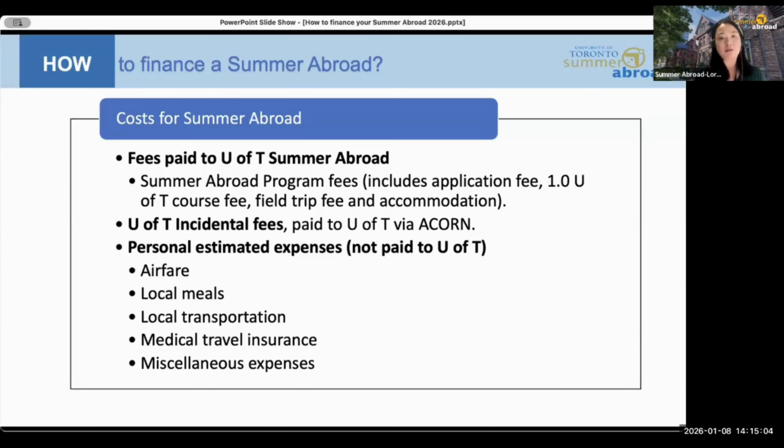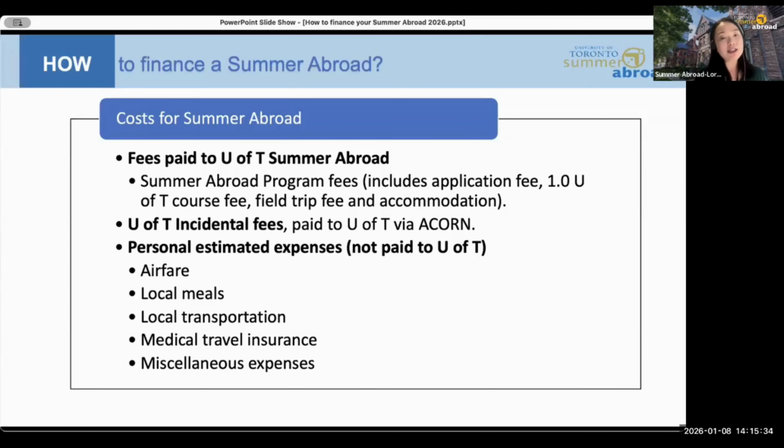The first component I want to talk about is fees paid to the summer abroad program. This includes the summer abroad program fees, which means your application fee, which is non-refundable, your 1.0 UFT course fee, field trip fee, and accommodation cost over that duration, usually 4 weeks. Over and above your fees paid to summer abroad, we also have the UFT incidental fees.